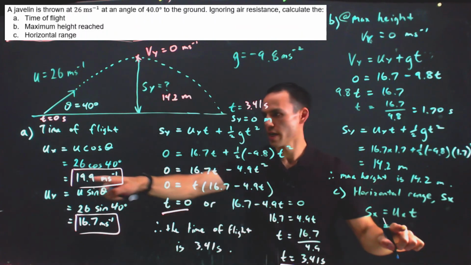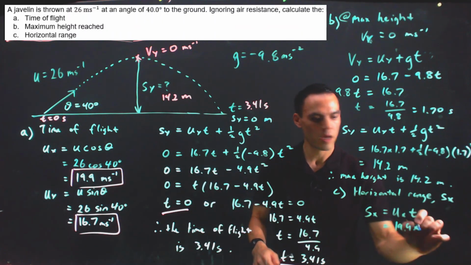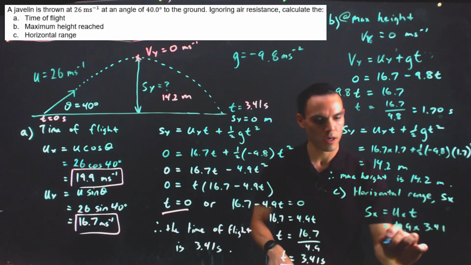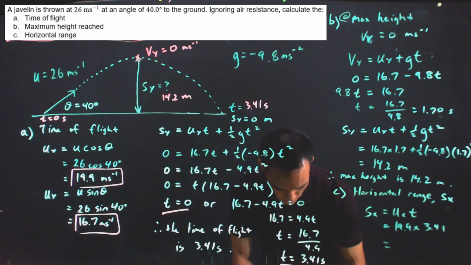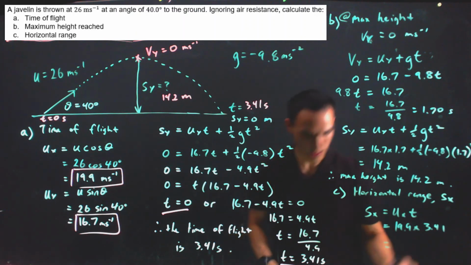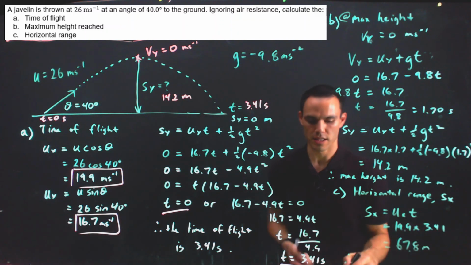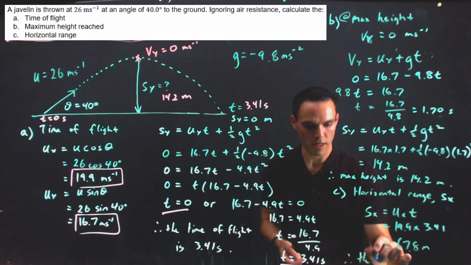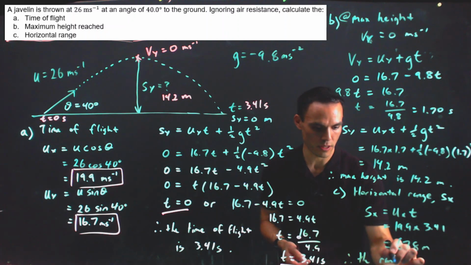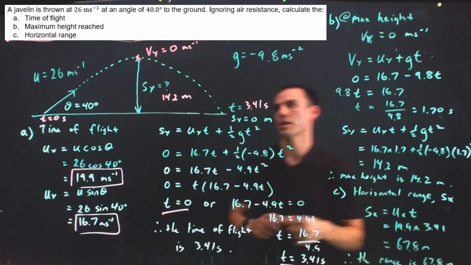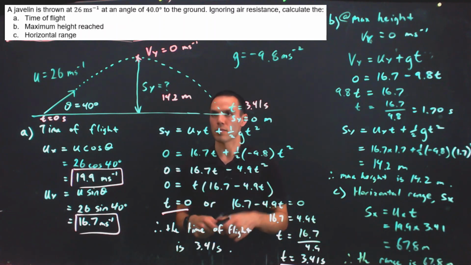Okay, so using Ux, 19.9 multiplied by 3.41, that's 67.8, and finish off with a sentence. Therefore, the range is 67.8 meters. Okay, and that's it. We'll go through a more complex question in part 2.